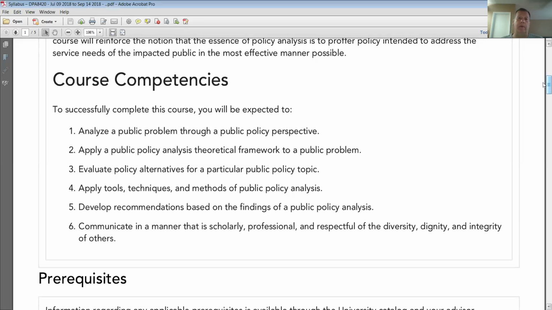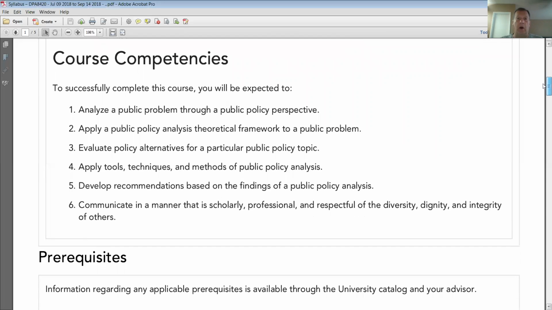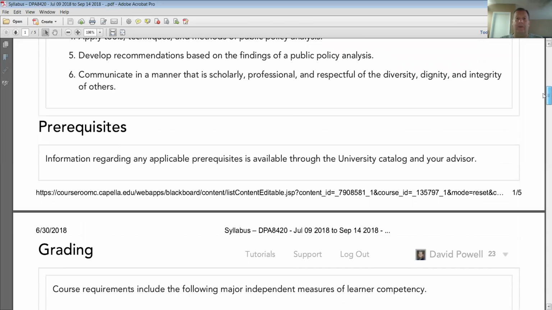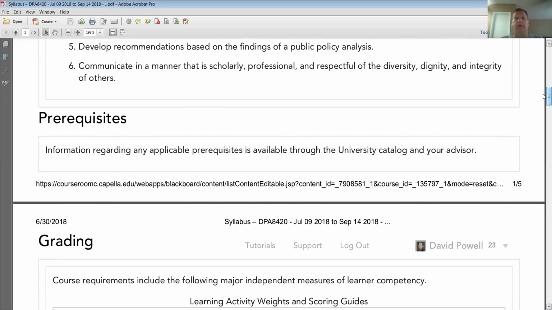And we'll spend some time in this course talking about the different ways in which you can present your policy analysis findings depending upon the audience that you are dealing with, because different audiences will have different needs in terms of consuming the results of your policy analysis.